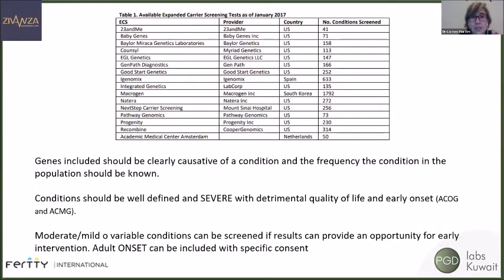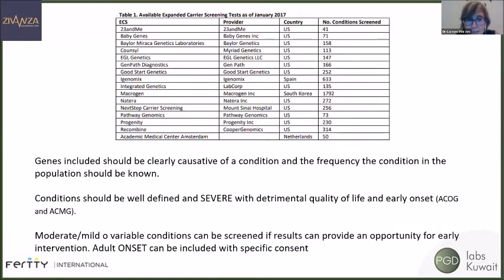I put in this table an example. It is quite old because it's from 2017, but it's just an example. Nowadays, there are a lot of companies that develop their own expanded panels. You can see that the panels on the tests in the market are different from each other. Some of them include more genes, others fewer, and the genes included are not always the same.